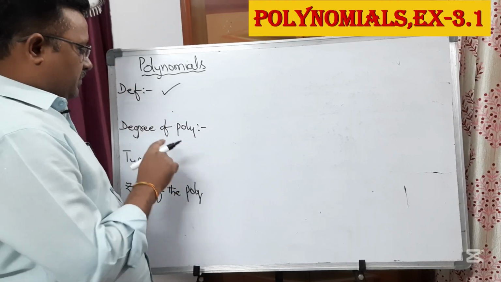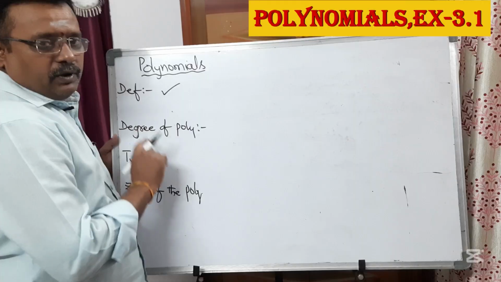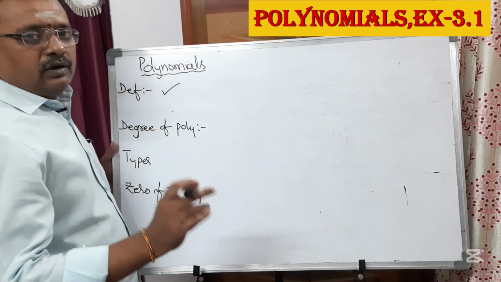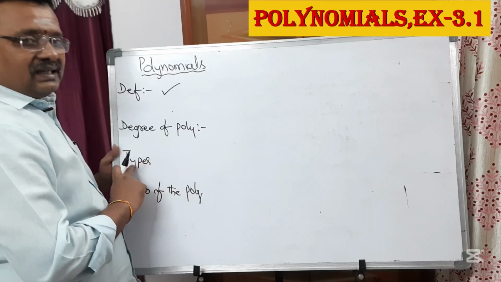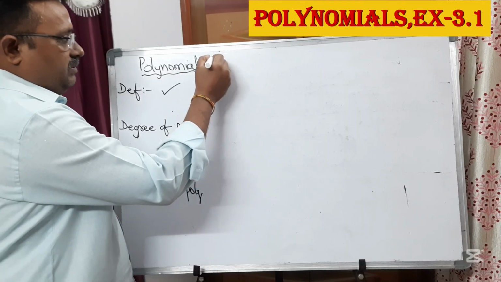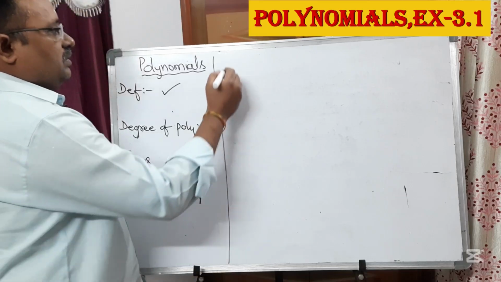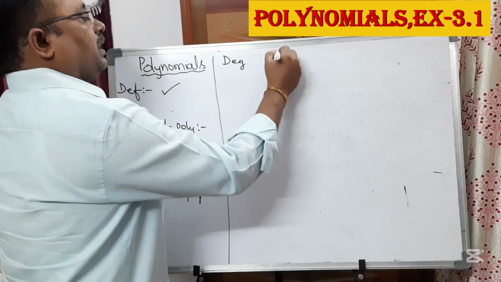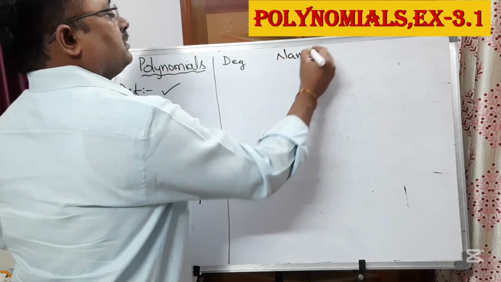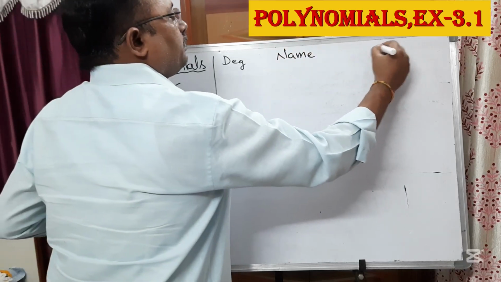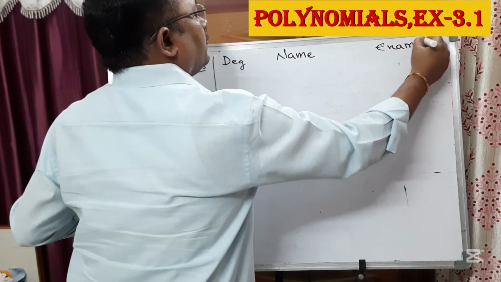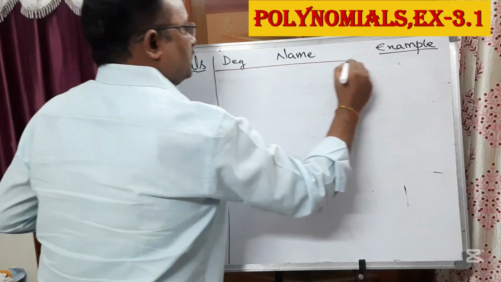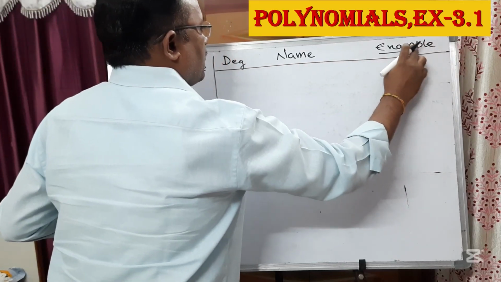After the discussion of knowing the degree of the polynomial, based upon the degree of the polynomial, you can tell the types of the polynomials. I will give a small chart here. Degree, type or name of the polynomial, and example for that one, general form. Just observe that neatly.